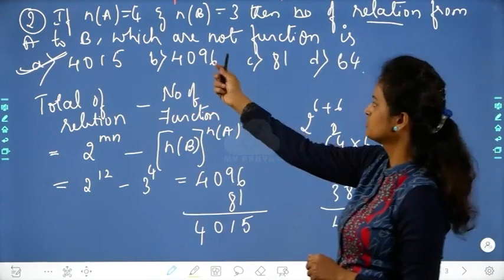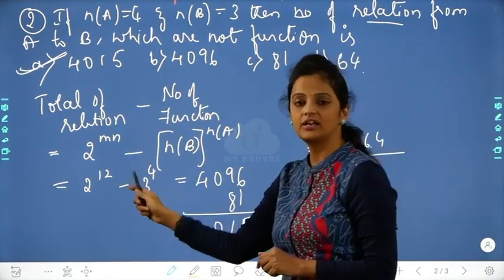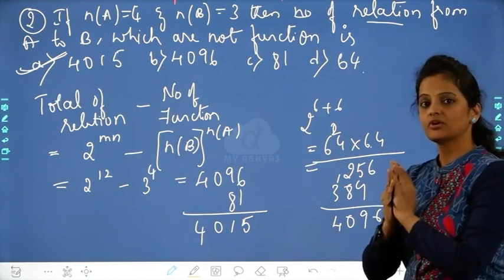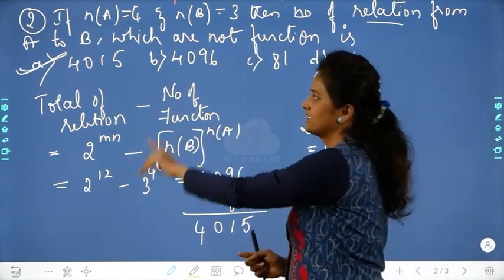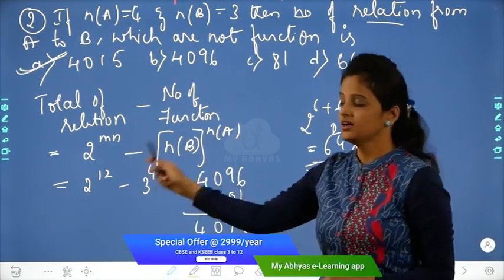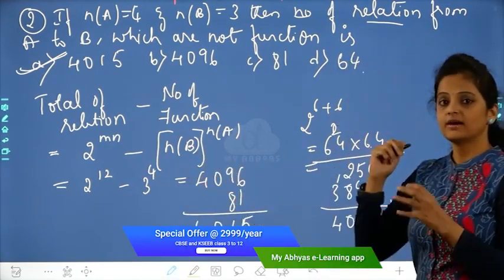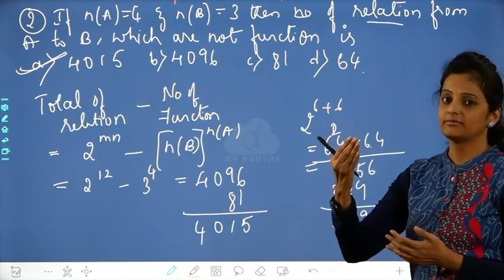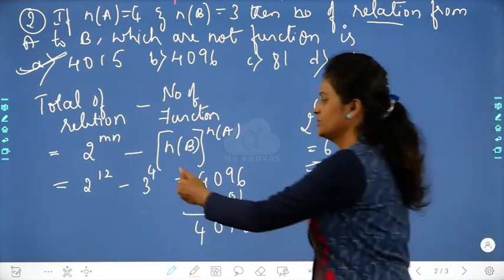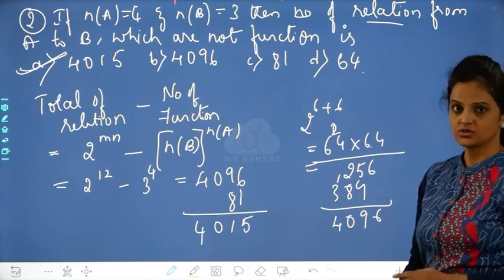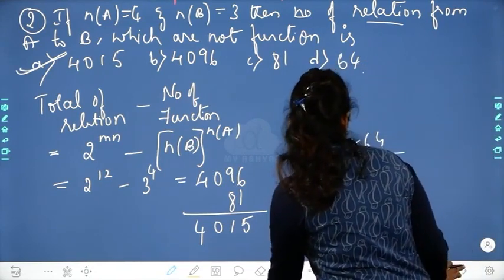There is a confusion, so don't get confused. 2 to the power of 12 is only the number of relations. If you want the relations which are not functions, then you have to subtract. How to get the number of functions? Number of elements present in B to the power of number of elements present in A. So that will be 3 to the power of 4, which is 81. I have to subtract that. Understood? Okay. Next problem.